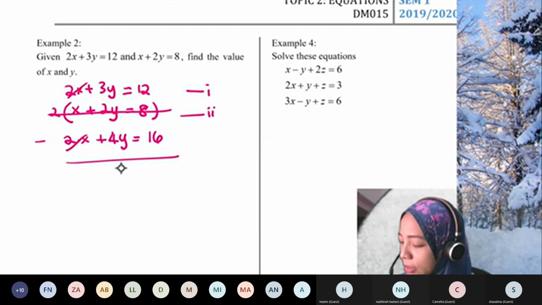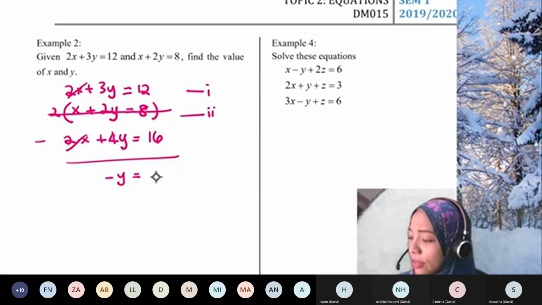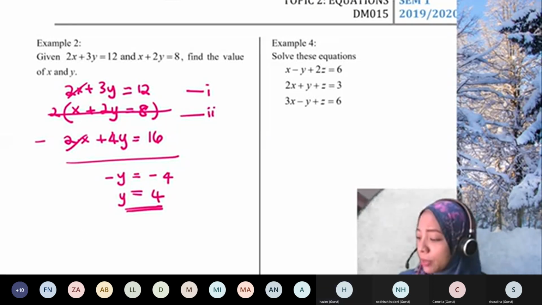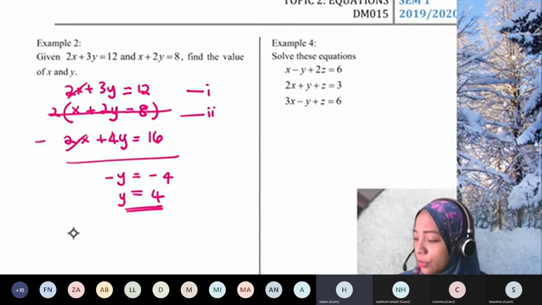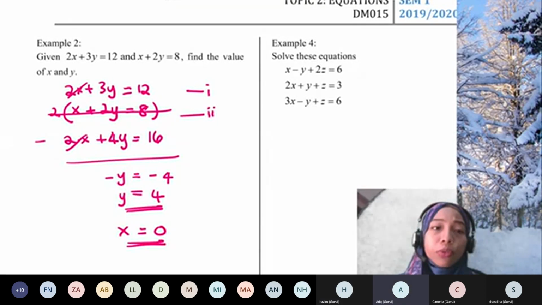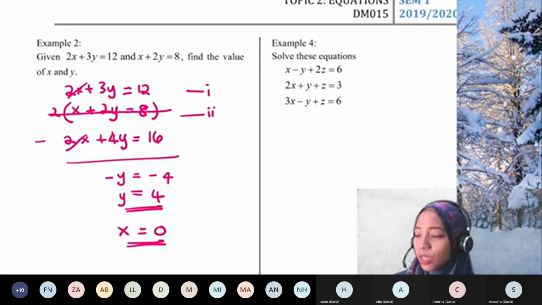2X with 2X. 3Y minus 4Y is basically negative Y. 12 minus 16 is basically negative 4. Y equals to 4. Betul semua? Betul, madam. Okay, X dapat berapa when you substitute back the Y value? 0. X is 0. Okay, good. So X equals to 0. I think I leave this to you lah. I rasa tak ada masalah lah to solve this, yeah? Okay, very easy.